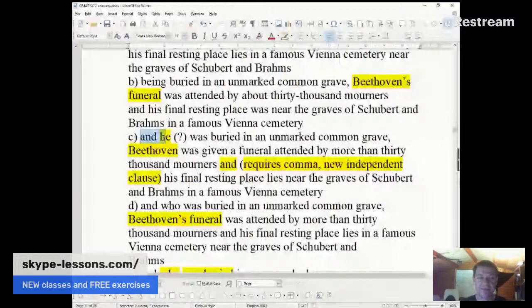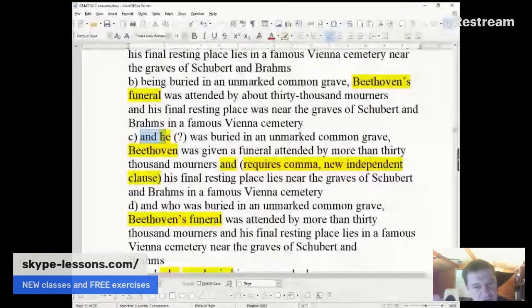And you should be able to hear that because of this and, yeah, this and is joining two somethings. It's a conjunction. It joins things together. So what is it joining? Well, in D and E, it's joining two relative clauses. We've got whose funeral, and whose is a relative pronoun. And then we've got and who. That's two relative clauses. That sounds a lot better than whose funeral was sparsely attended and he.